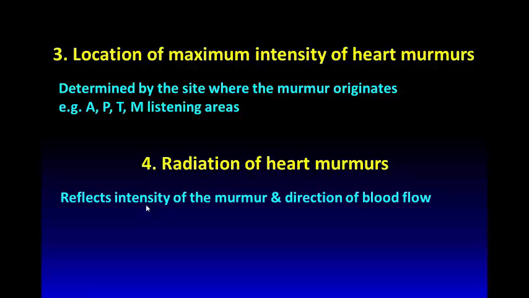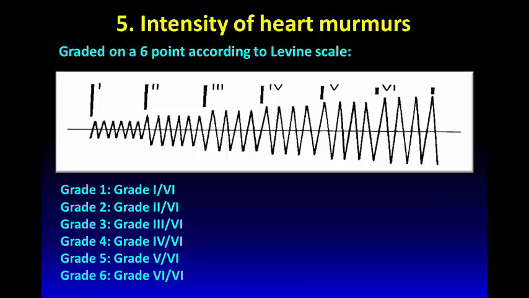For example, the murmur of aortic stenosis radiates to the neck. The murmur of mitral regurgitation radiates to the axilla, as we will describe in the subsequent slides.